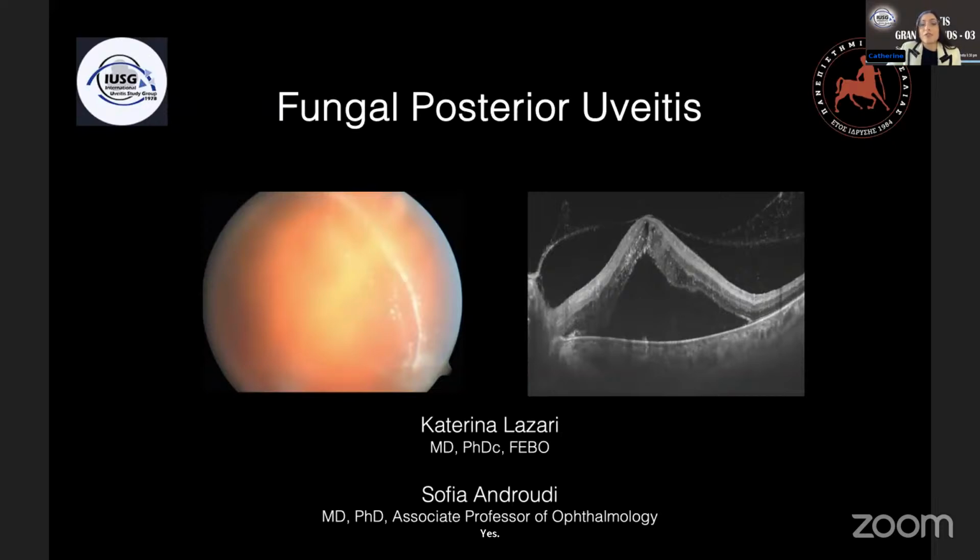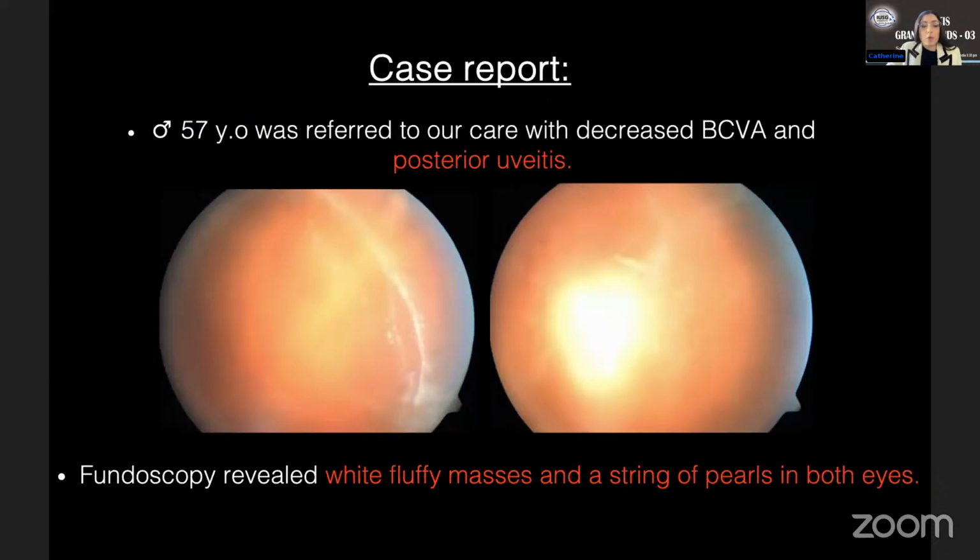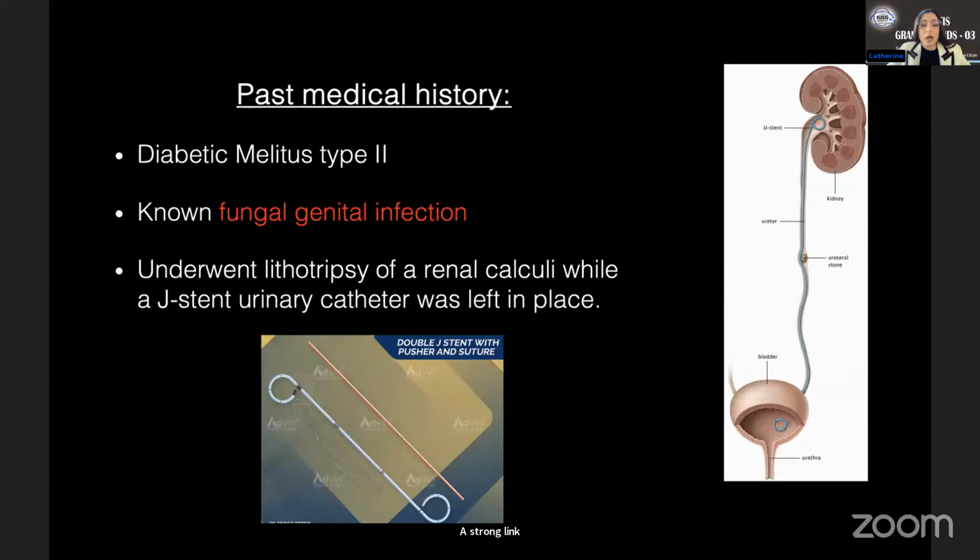Today, we're going to discuss fungal posterior uveitis. Our case is a 57-year-old man who was referred to our care due to a severe posterior uveitis. As you can see, the posterior segment view was very hazy, but we could appreciate white fluffy masses and a string of pearls in both eyes. A strong clinical suspicion of fungal endophthalmitis was then raised. Our patient was a chronic diabetic. Upon questioning, the patient disclosed a known fungal genital infection and a recent urological procedure of renal calculi removal about a month ago. Moreover, he mentioned that he was still wearing a J-stent urinary catheter after the urinary procedure.